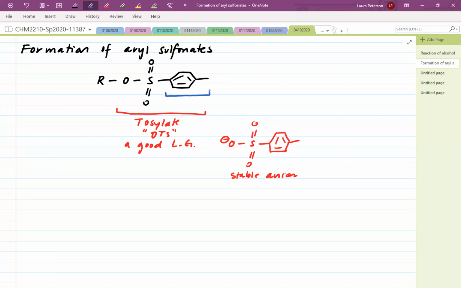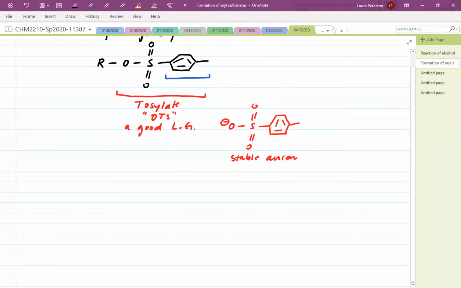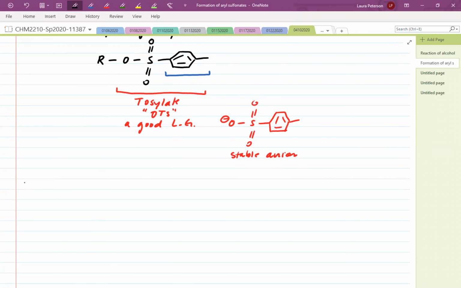So what I want to do next is think about how we're going to prepare these aryl sulfonates. We can actually make them from alcohols. Then I want to show you how you would use these versus the alkyl chlorides and bromides of the last two reactions in terms of synthesis and a synthetic strategy. So how do we make these aryl sulfonates? Preparation of aryl sulfonates.